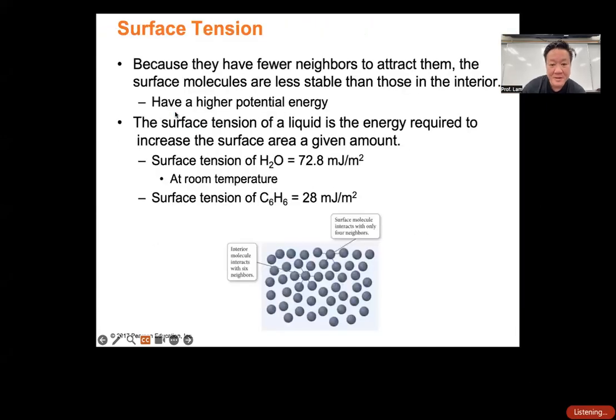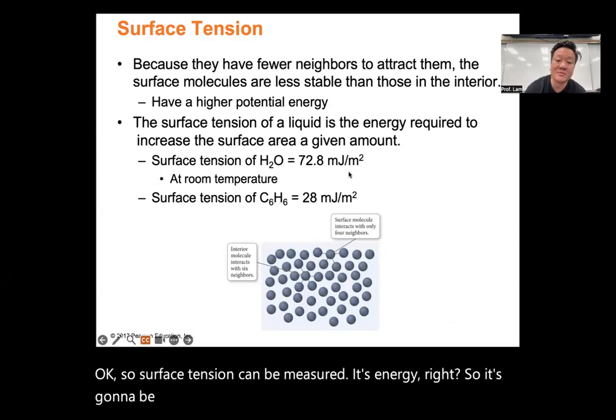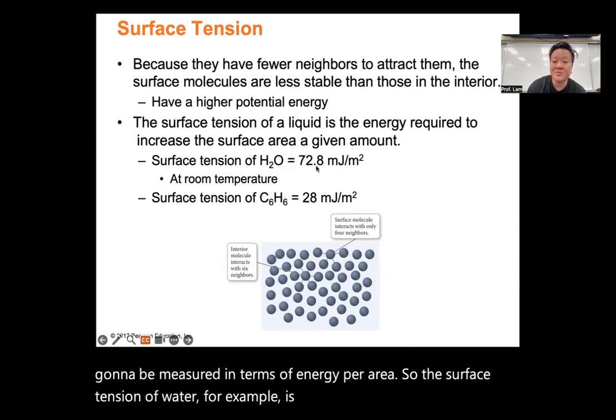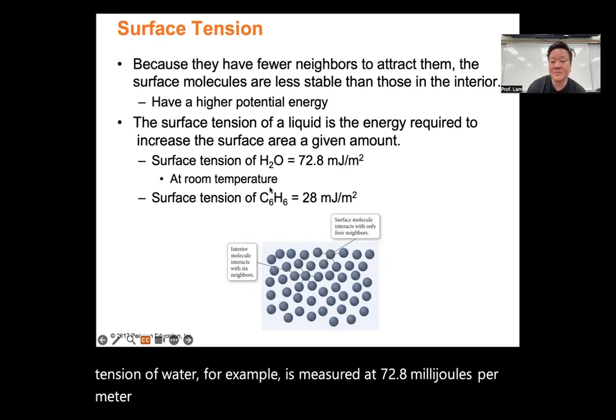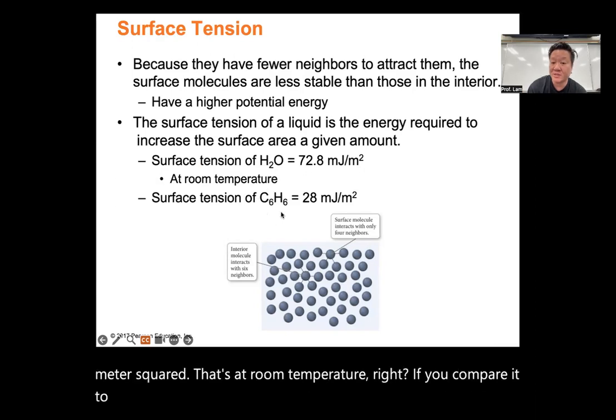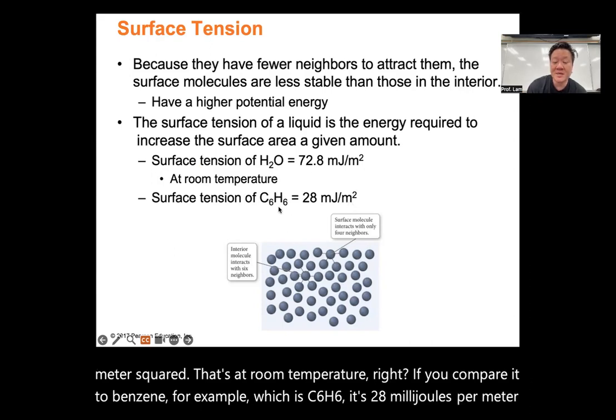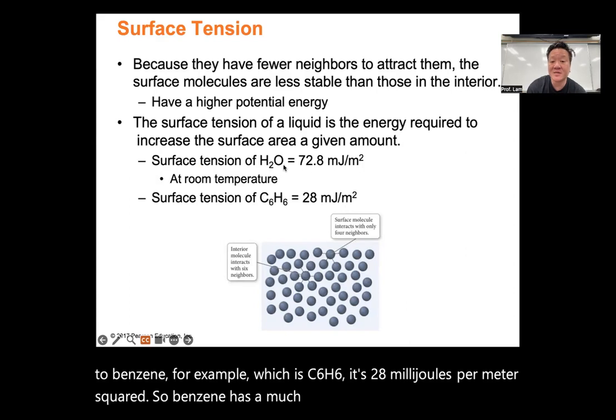Surface tension can be measured. It's energy, so it's measured in terms of energy per area. The surface tension of water, for example, is 72.8 millijoules per meter squared at room temperature. If you compare it to benzene, C6H6, it's 28 millijoules per meter squared. So benzene has a much lower surface tension than water.